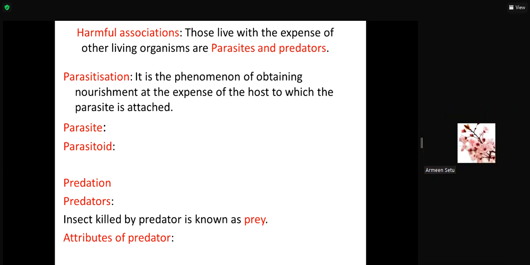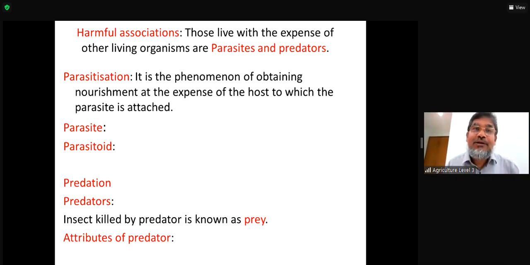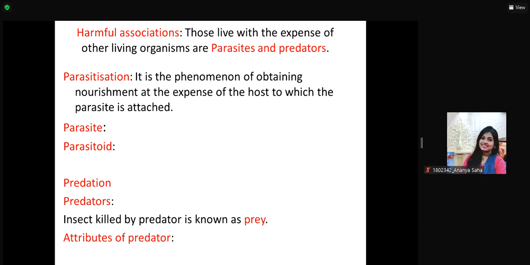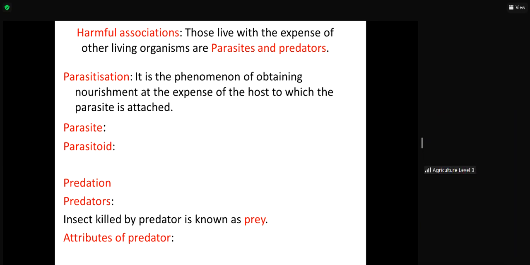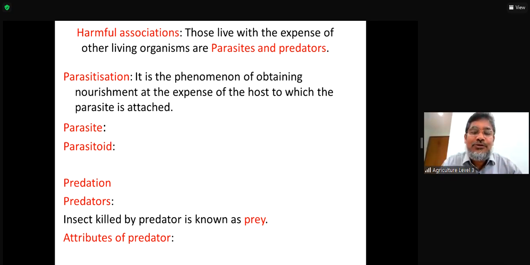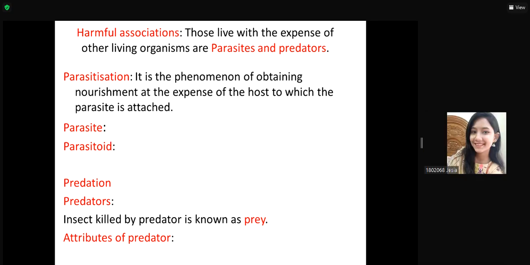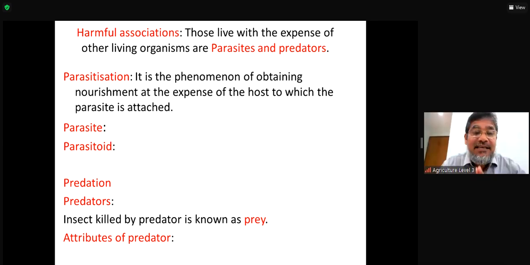Yes, when it attacks another host, after attacking, what will she do? She lays her egg, her offspring, with the intention that her offspring will develop in the host. She will not stay over there. She has just laid her egg in the host body, and her eggs will develop into immatures, and those immatures will consume the food from the host.